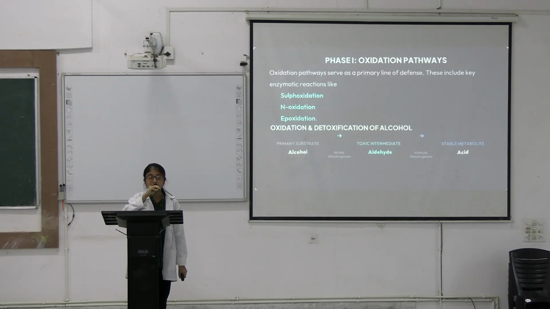So coming to the oxidation pathways, they serve as the main line of defense against xenobiotics. The main types of reactions are sulfoxidation, N-oxidation, and epoxidation. One main example is the detoxification of alcohol inside our body. Alcohol is acted upon by the enzyme alcohol dehydrogenase to form aldehyde, which in turn is acted upon by the enzyme aldehyde dehydrogenase to form acid.